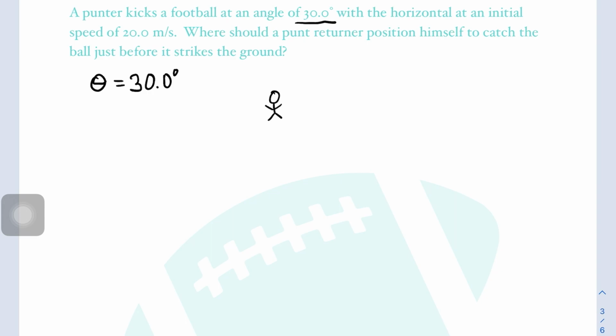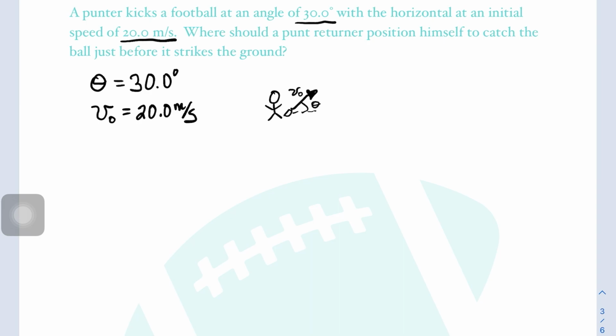I'm told that it's punted at an angle of 30 degrees. So I'm going to draw a picture and write down that 30 degrees with respect to the horizontal. So there is the theta that they gave me. And the next thing I come across is a speed, and it's that initial speed of 20 meters per second. So I'm going to write that down.